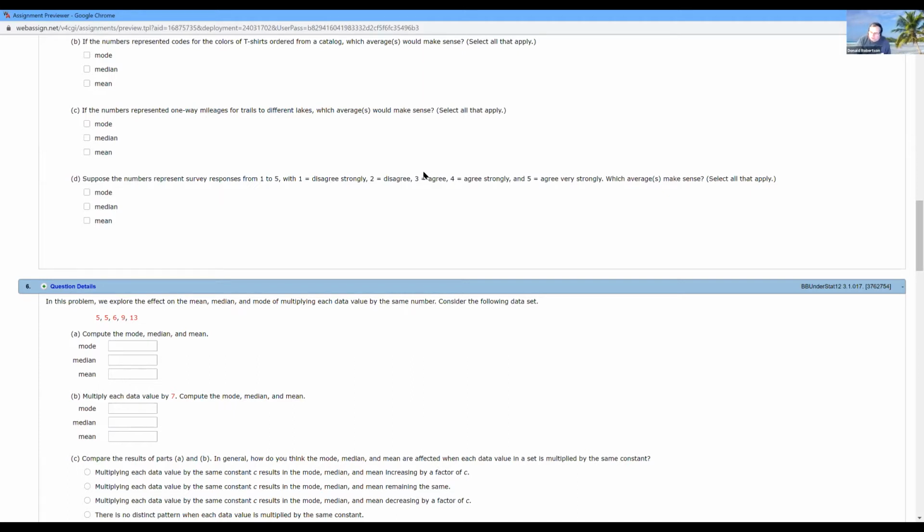So if those numbers were really just codes for red, blue, and green, would you use mode, median, or mean? Which one of those 3 would be the most sensible to use? You'd use the mode. Yeah. But if the data represented the number of children in the family, or the heights of something, or the weights of something, couldn't you certainly use the mean or the median, right? And that's essentially what's going on here.